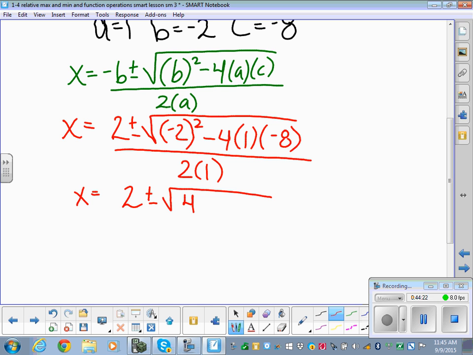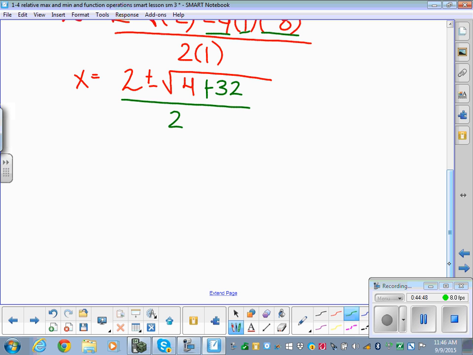So 4, and then right here, this is where a lot of common errors come in, guys. In your calculator, you need to type it in as negative 4 times 1 times negative 8. Now keep in mind, guys, a negative times a negative will be a positive. So you better get a positive. So if we do that, negative 4 times 1 times negative 8 is positive 32. So we have plus 32, and then that's all over 2 times 1 is 2. Simplifying this further, I have x is equal to 2 plus and minus the square root of 4 plus 32 is 36, and then all over 2.